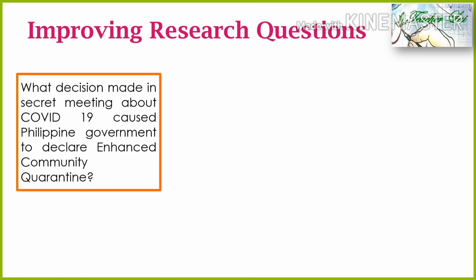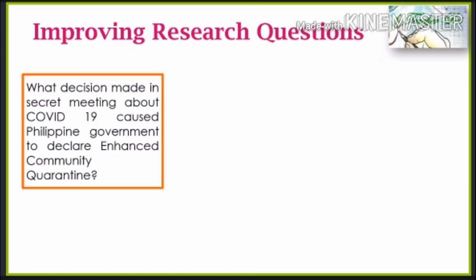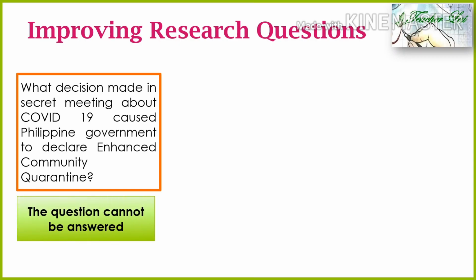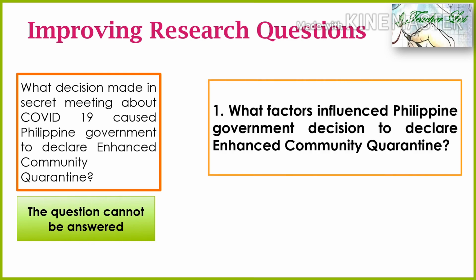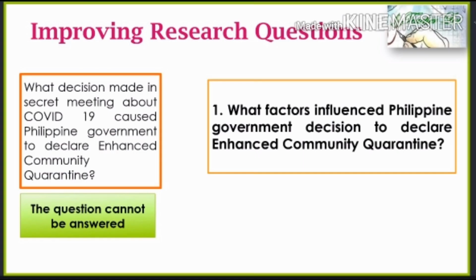Another example. What decision made in a secret meeting about COVID-19 caused the Philippine government to declare enhanced community quarantine? The question cannot be answered, so let us improve it into: what factors influenced the Philippine government's decision to declare enhanced community quarantine? It is worthy to note that there are often so many possible causes that a research paper cannot provide meaningful and thorough answers. So I suggest to use what or how in your research questions.